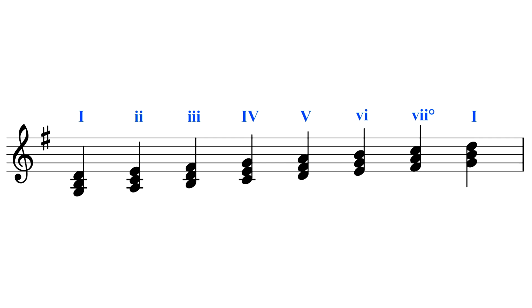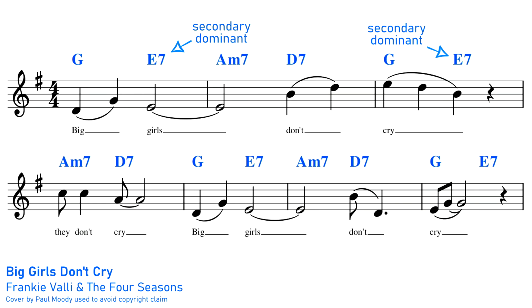If we wanted to resolve to the 2nd chord of the key, we can use the dominant chord a 5th away from that chord, which winds up being the major version of the 6th chord. So for example, in the key of G major, to wind up on the 2 chord of A minor, we use the major version of the 6th chord, E7. And this is exactly what happens in Big Girls Don't Cry by Frankie Valli and the Four Seasons.